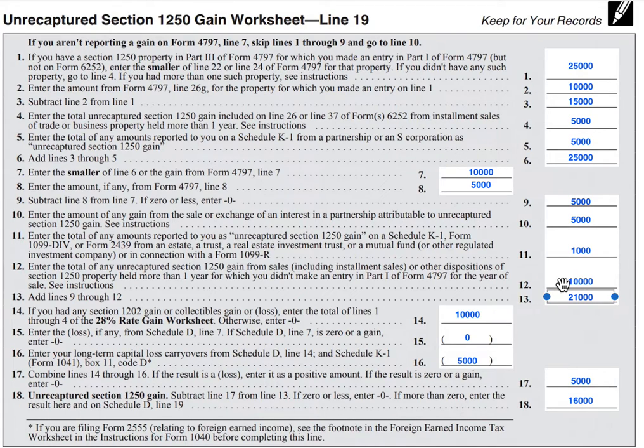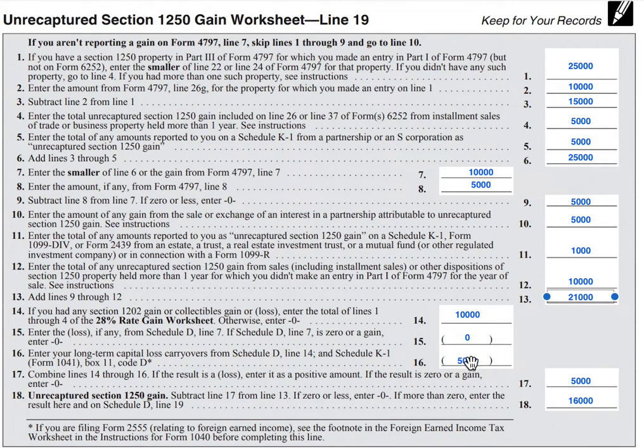In line 15, we're going to enter any loss, if applicable, from line 7 of your Schedule D. Line 7, if you remember, is the short-term capital gain or loss. If line 7 is 0 or a capital gain, you simply enter 0. And then in line 16, you're going to enter your long-term capital loss carryovers from either Schedule D line 14 or your Schedule K1 if you are receiving a K1 from either an estate or a trust. Those long-term capital loss carryovers, you'll find them in box 11 of your Schedule K1 marked with a code D. That specifically means final year deductions, and then long-term capital loss carryovers. In this case, we put $5,000.